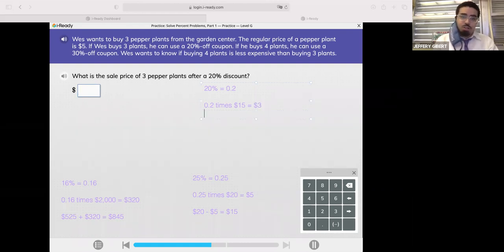So you said you're going to subtract. So that means we got to do $15 minus $3. And what's $15 minus $3? 12. So the sale price of the 3 pepper plants is $12.